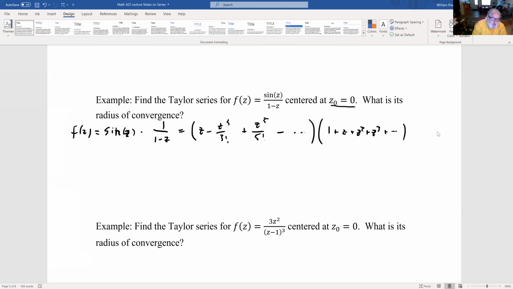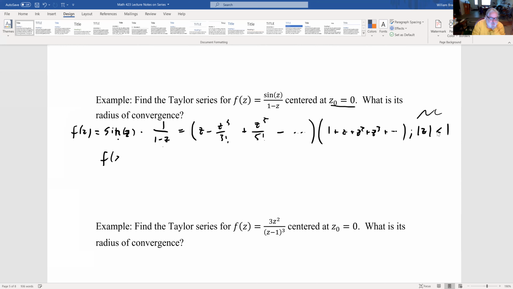Sine z converges for all values of z. 1 over 1 minus z only converges for values of z whose modulus is less than 1. So this multiplication only works for modulus of z less than 1. Okay? But you can do the multiplication as long as you keep modulus of z less than 1. Whenever you do your Taylor series, keep the radius of convergence in mind.